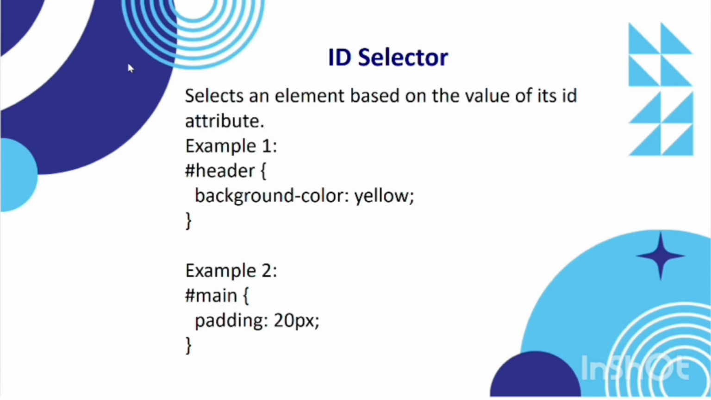Another example, hash main, padding to 20 pixel. This will set the padding of that element with the ID main to 20 pixel.